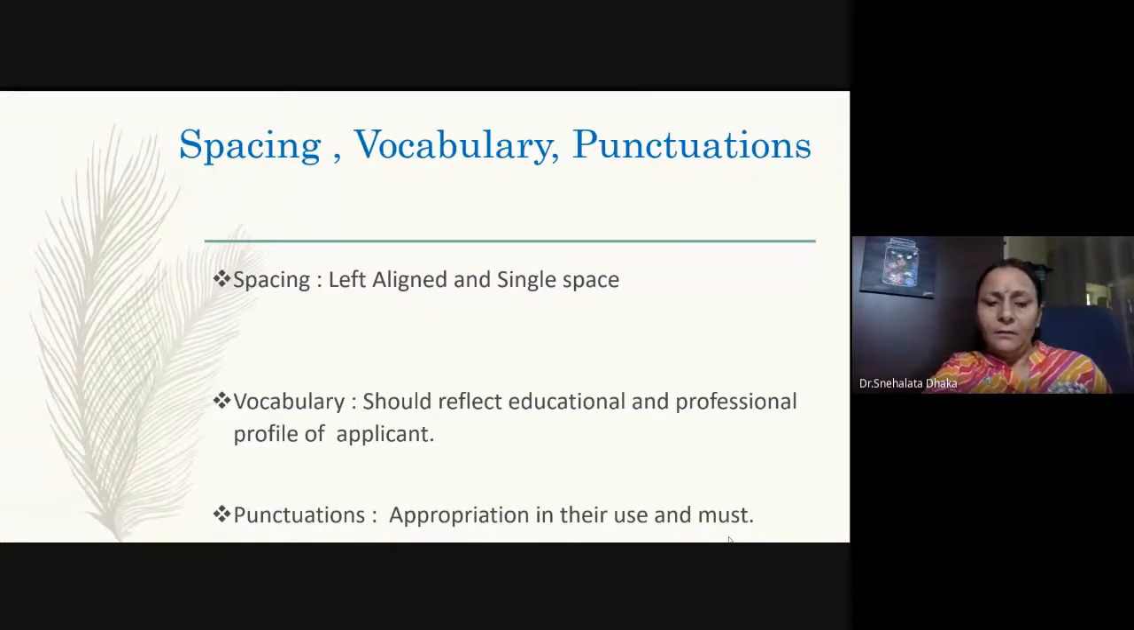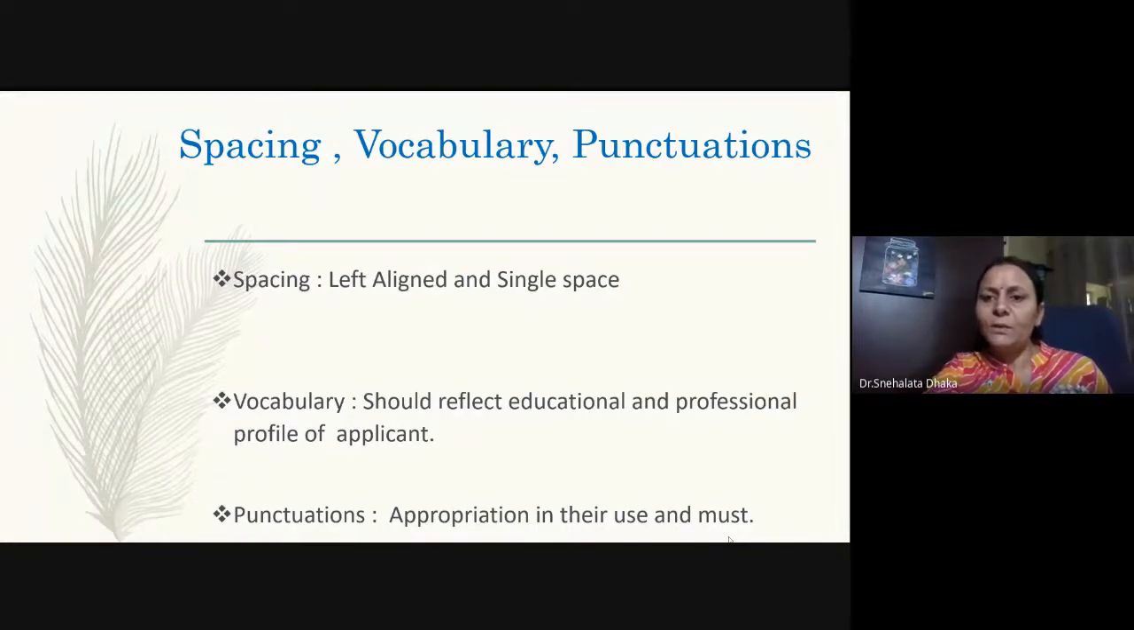And the last one, that is punctuations. Those should be appropriately used, and those must be used wherever the punctuations are required. Those punctuations should be used, those should not be skipped, and also those should be appropriately used.